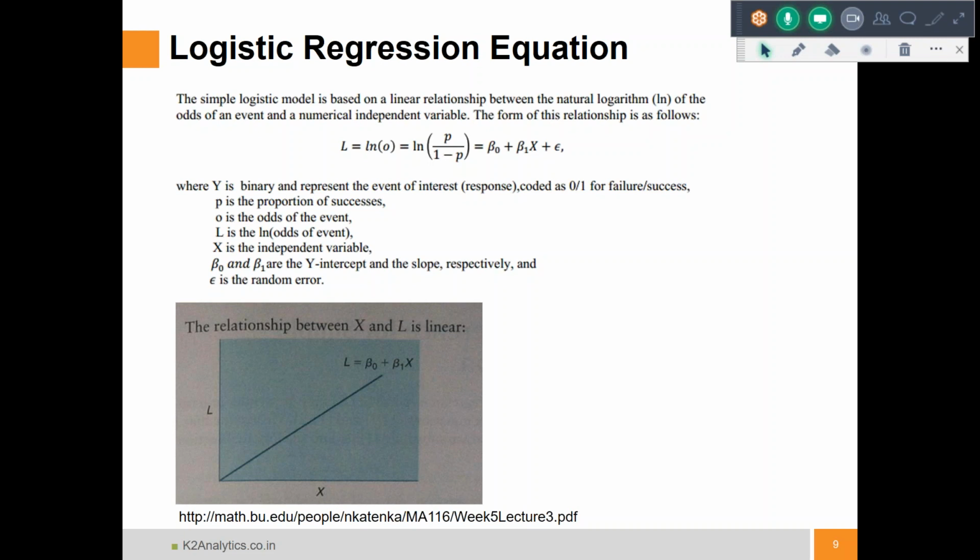Y is binary and represents the event of interest, response coded as 0 or 1, failure or success. P is the proportion of successes. O is the odds of the event occurring; odds is P upon 1 minus P. L is log odds. X is the independent variable. Beta 0 and beta 1 are the y-intercept and the slope respectively. E is the random error. This is logistic regression. At a high level, the logistic regression concept is done.